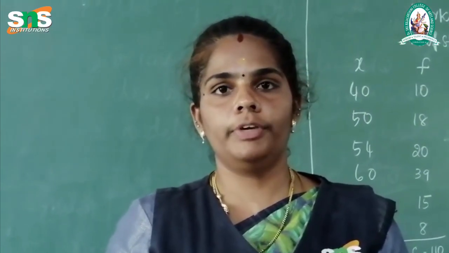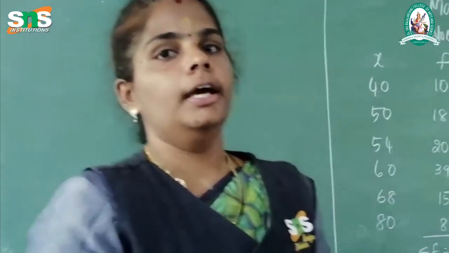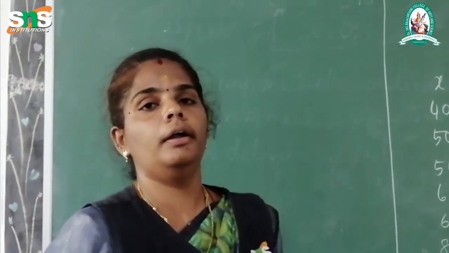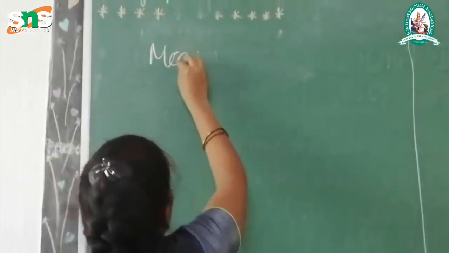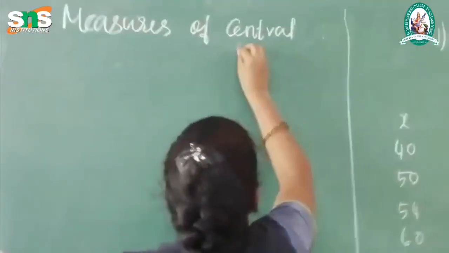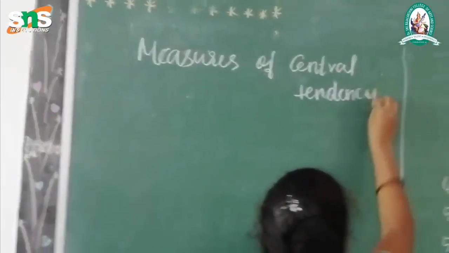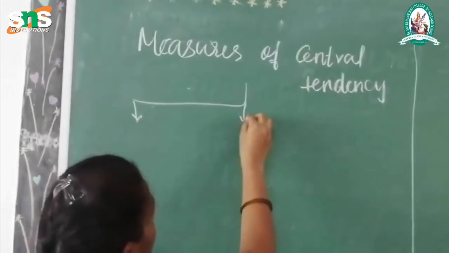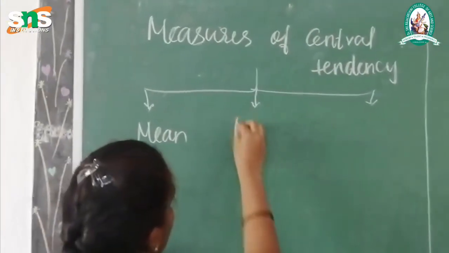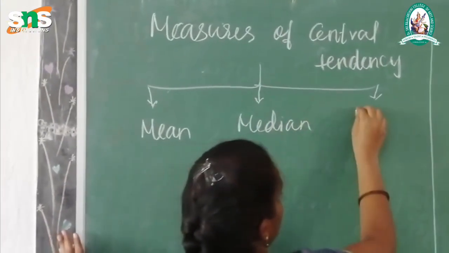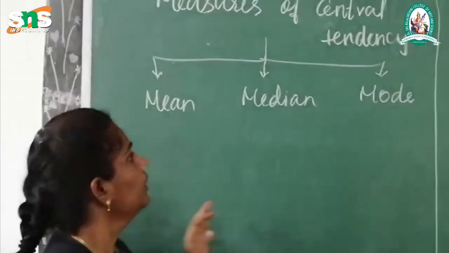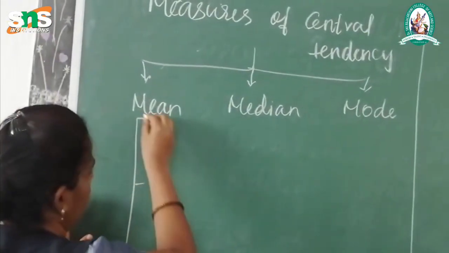Today I am going to take a lecture video on measures of central tendency. In measures of central tendency, we have three major topics, that is arithmetic mean, median and mode. Measures of central tendency is divided into three types. First one is mean, second one is median, and third one is mode. From this, today we are going to see about mean. In mean there are three types of mean.